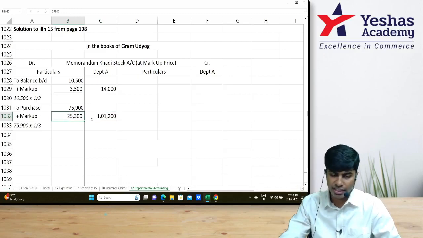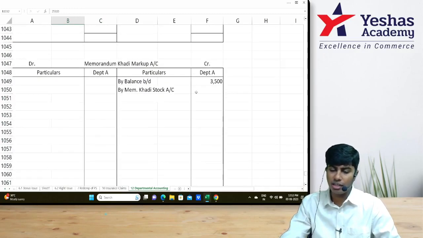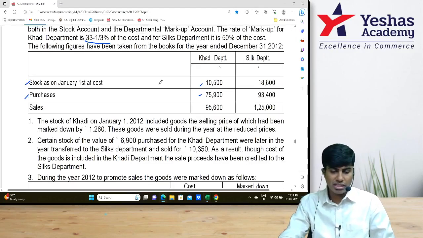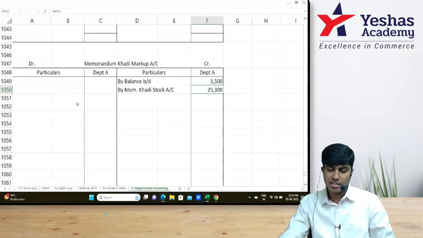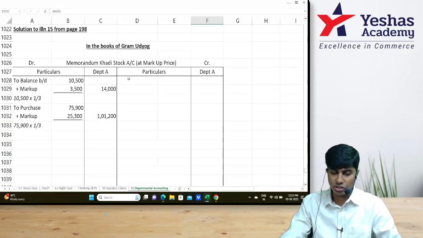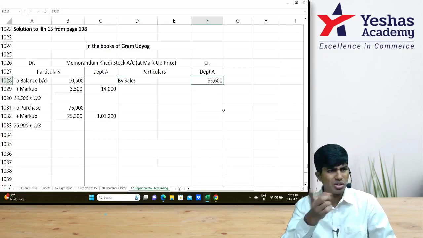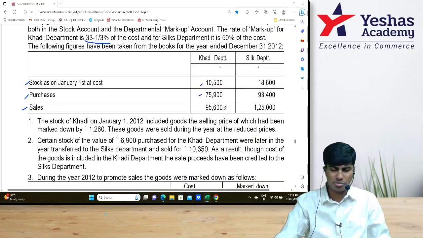Shall I write it there? Credit side: by memorandum khadi stock account 25,300. Am I right? What is after this? Sales 95,600. I'll write in my stock account by sales 95,600. Do I have to remove loading or markup on this? No, no, no. Sales will be at that price only.